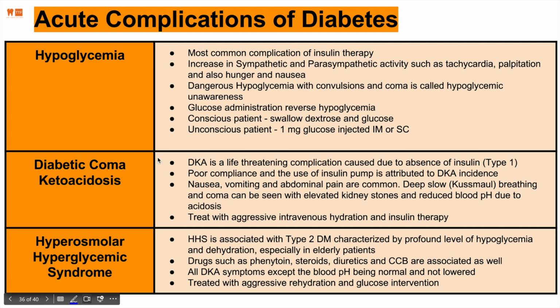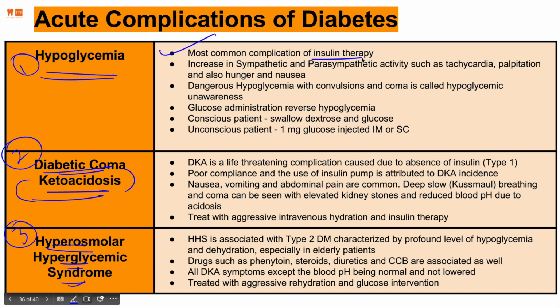Now lastly, as promised, there are acute complications of diabetes, guys. So hypoglycemia, diabetic coma, ketoacidosis, and then hyperosmolar hyperglycemic syndrome. These three are acute complications of diabetes. What is hypoglycemia? We know, it is the most common complication of insulin therapy.